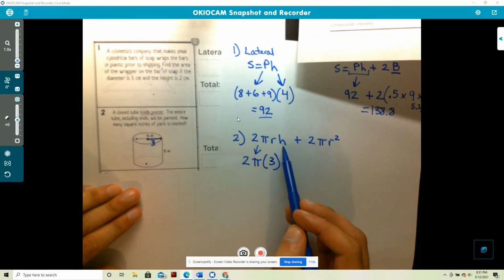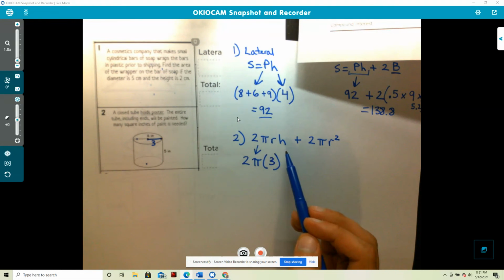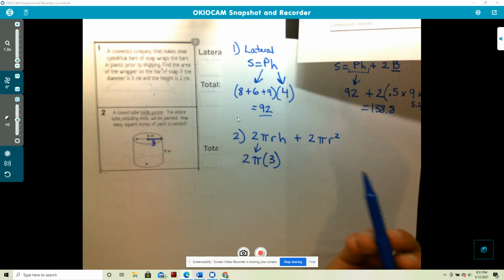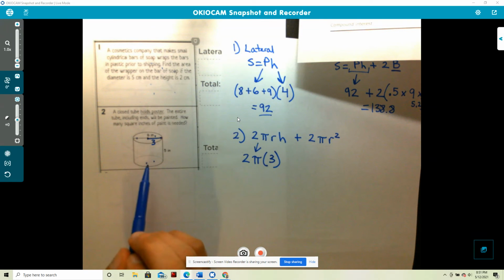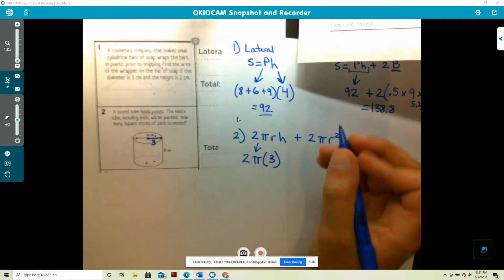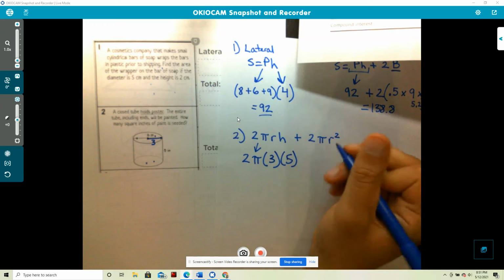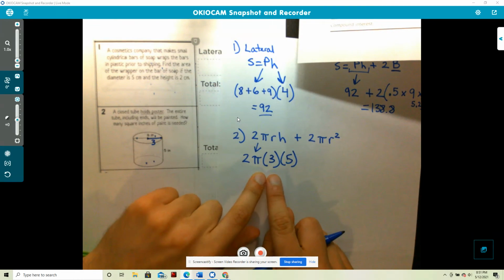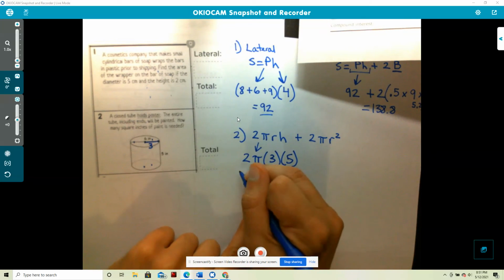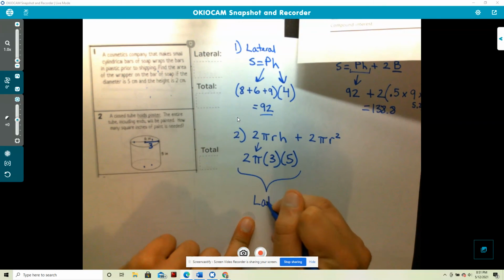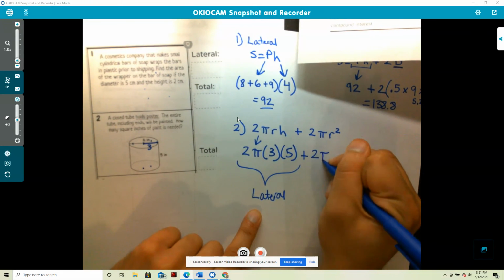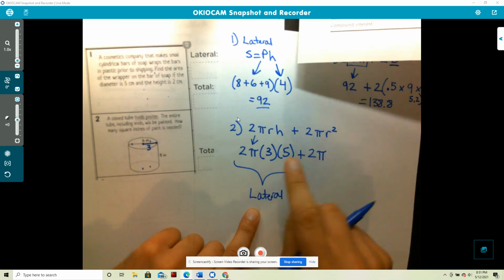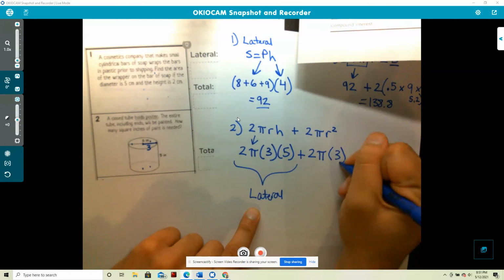In our height, remember in this case, this is the height of the entire 3D object. So remember, the height of the object is from one base to the other base, and the circles are always your bases. So we will plug in 5 for the height. Now, if we just wanted to find the lateral, this right here is conveniently just the lateral, but we're going to go ahead and find the total. So we're going to add on the 2 pi, our radius, which we already got as 3, and then we're going to square that.